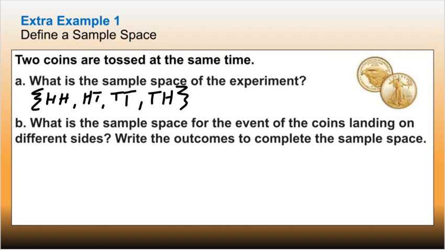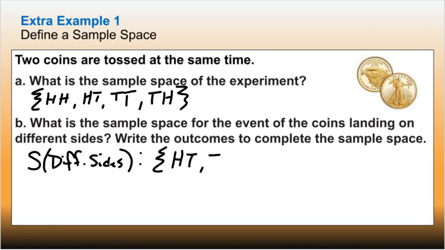What is the sample space for the event of the coins landing on different sides? So a sample space where it's different sides. And the sample space for that would be heads, tails, and tails, heads.